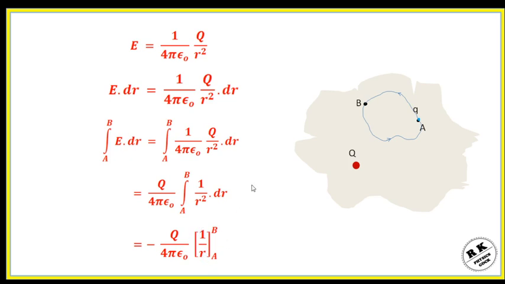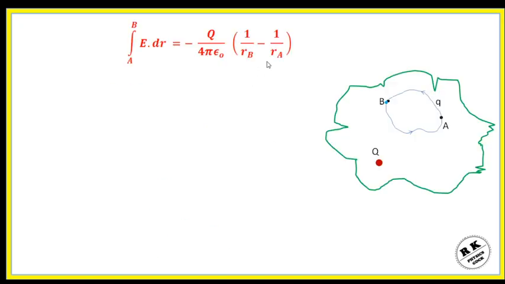If we substitute the limits, the equation becomes like this. Integral E dot dr from A to B is equal to minus Q by 4 pi epsilon naught times 1 by RB minus 1 by RA. This is the work done in moving a test charge from A to B.